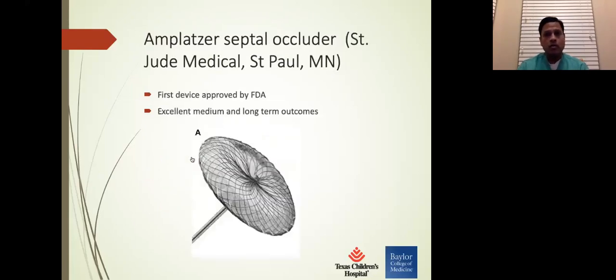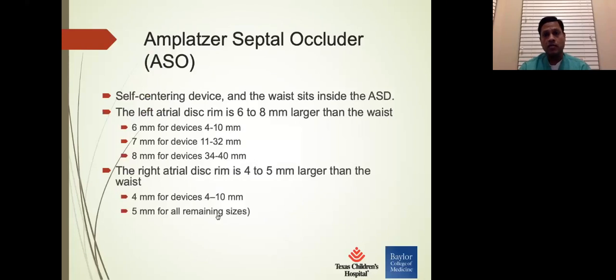So the Amplatzer septal occluder was the first device which was approved by FDA. It has excellent long-term and mid-term outcomes. It is a nitinol frame with a polymer fiber cover inside, which promotes clotting within the device. It is a self-centering device, which means the waist of the device sits inside the ASD, and the left atrial disc is 6 to 8 millimeters larger than the waist of the device, depending on the size of the device, and the right atrial disc is 4 to 5 millimeters larger than the waist.